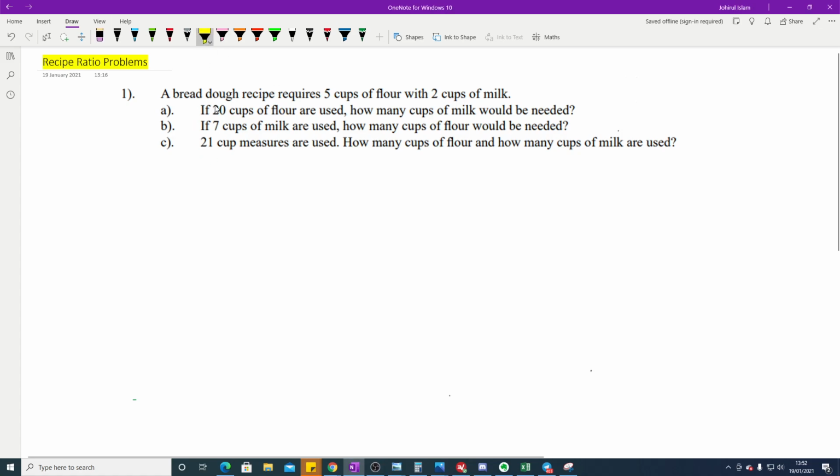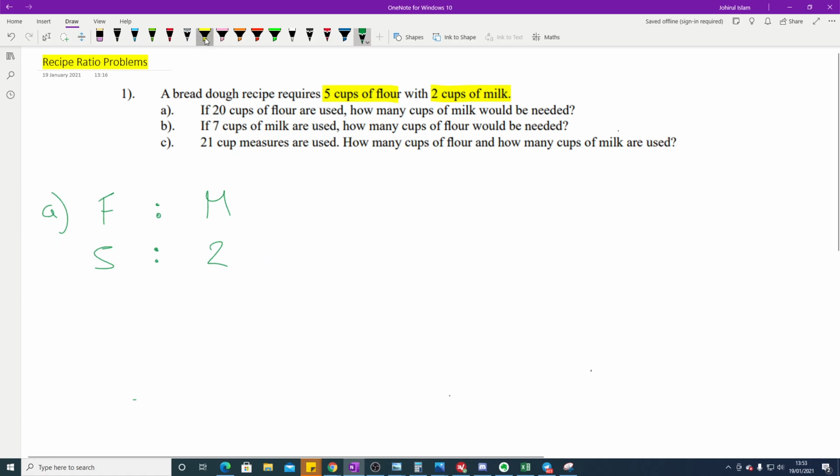So it says here a bread dough recipe requires 5 cups of flour and 2 cups of milk. So to make this bread dough you need 5 cups of flour to 2 cups of milk. So the ratio here is 5 to 2. Okay, so let's write this down. So write question A. Okay, and then we'll write the ratio down, which is flour to milk, and the ratio is 5 to 2. Now that's important information which we're going to need to use throughout this whole problem.